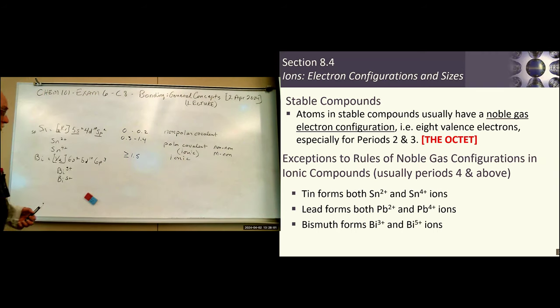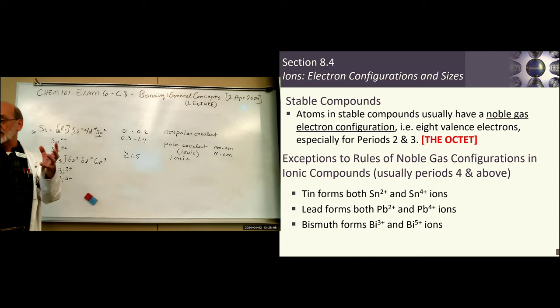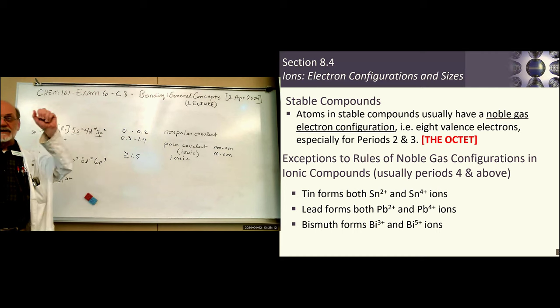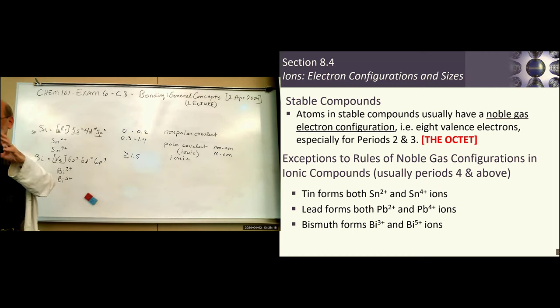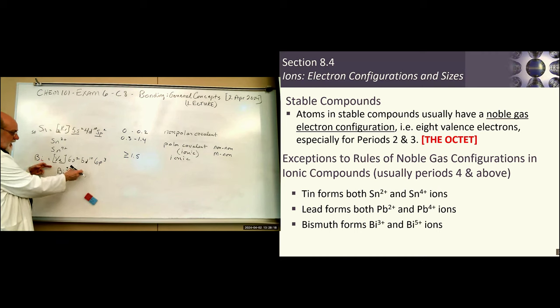Now, when you do that, of course, when you lose electrons, what happens to the ion compared to its neutral atom? It shrinks, right? Because the electrons are out here. They're gone now, right? It shrinks down to the 5d level.